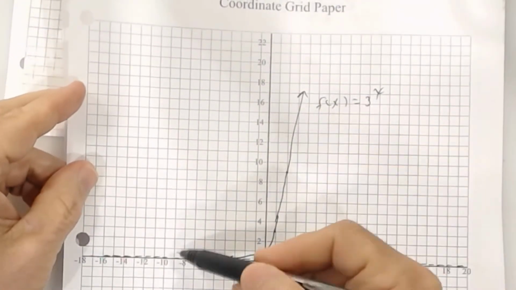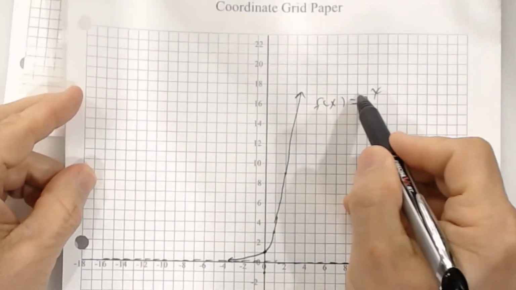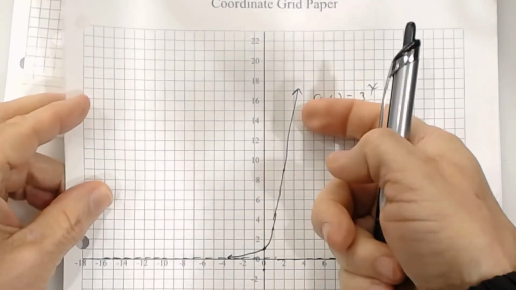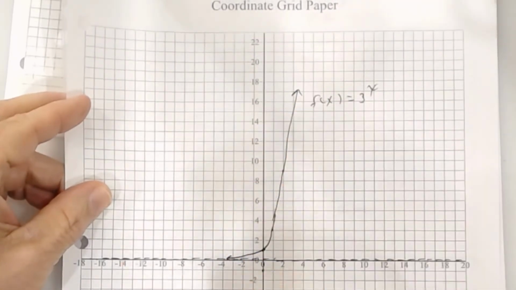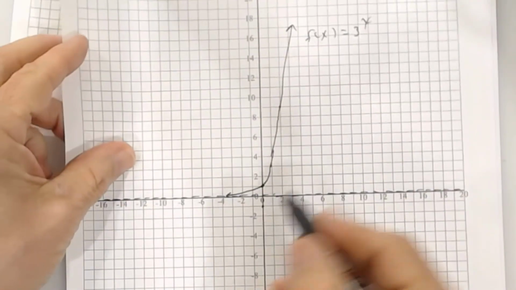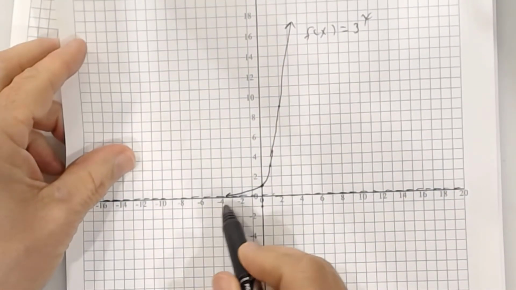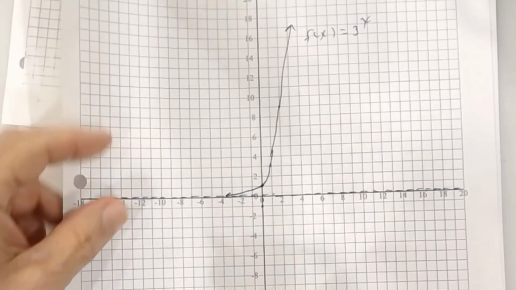If you think about it, this is a graph of 3 to the x, right? If I put a negative in front, what does that negative do to this graph right here? Reflects it about the horizontal asymptote. So then it'll become this. It will look like this. All right, so let's plot some points.